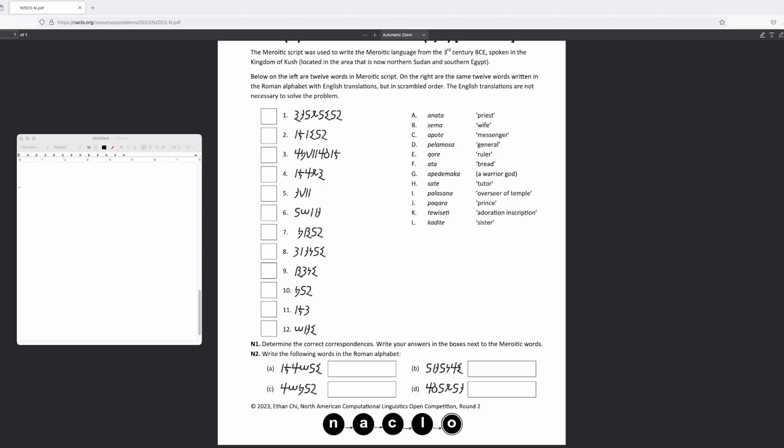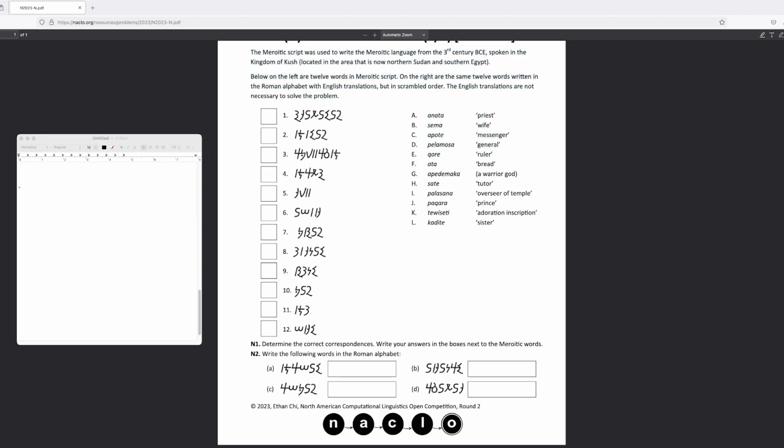Because this is a matching problem, we're going to start with a basic game of counting as usual. We're going to take a basic anchor point that we can use, some sort of feature on the Roman side of things, and then try to correspond that to a similar feature occurring on the left side in the Meroitic words. There are multiple options you have here. I'm just going to go with one of them, obviously. And what I'm going to do is look at all of the words that start with the letter A, right? So we have A anata, C apote, we have F ata, and G apedemaka.